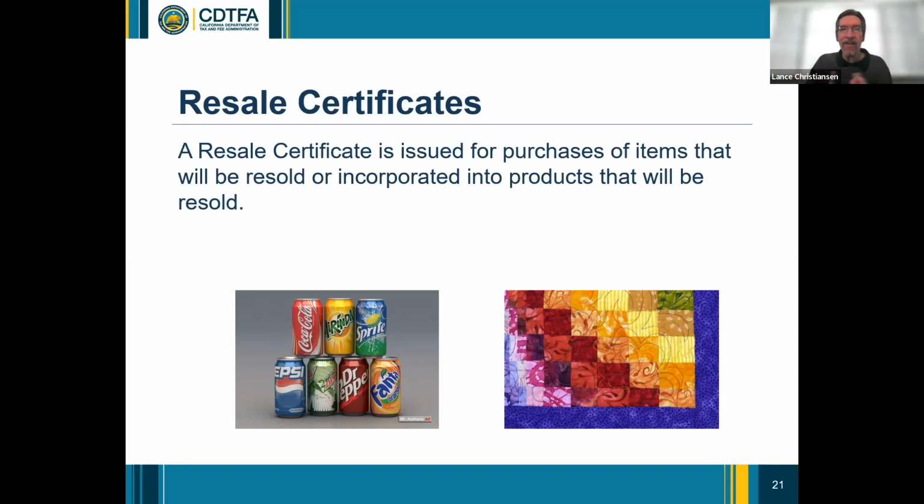So if you are making quilts, as shown in the picture, you can go and buy all your material tax-free by issuing a resale certificate to the vendor that you're purchasing that material from. You make the quilts, then you just have to make sure when you sell them that you collect the tax. But in the meantime, you can get all the things that you're going to resell tax-free from your vendor by issuing a resale certificate.